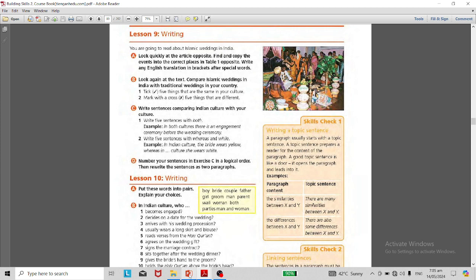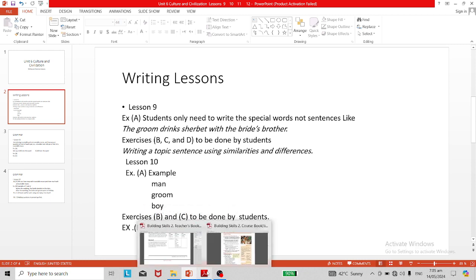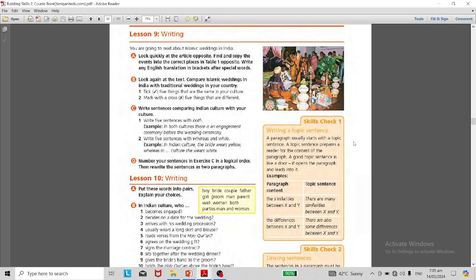So this is very important. If you want to write a paragraph, you start with the topic sentence, the most important part of a paragraph. Then you write what are called supporting sentences, which support this topic sentence. For example, there are many similarities between Sudanese culture and Indian culture. For example, you can say in both cultures, the henna party happens before the wedding, and so on and so forth.